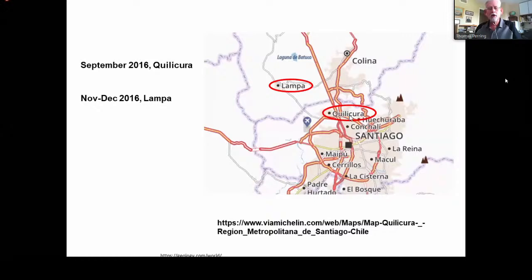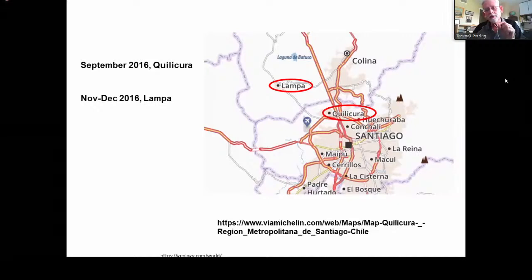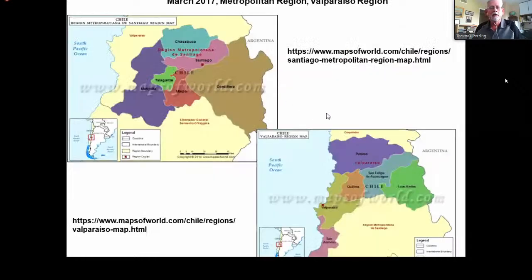So it's not so uncommon that it would come in here to the airport in Santiago, where there are maybe materials that are moving from other parts of the world. But the rapid movement in just a very few short months from that location out into Lampa, and then it quickly spread. By March of the next year, SAG had enforced management rules in the metropolitan region, as well as in the Valparaiso region of Chile. So very rapid movement of this insect.